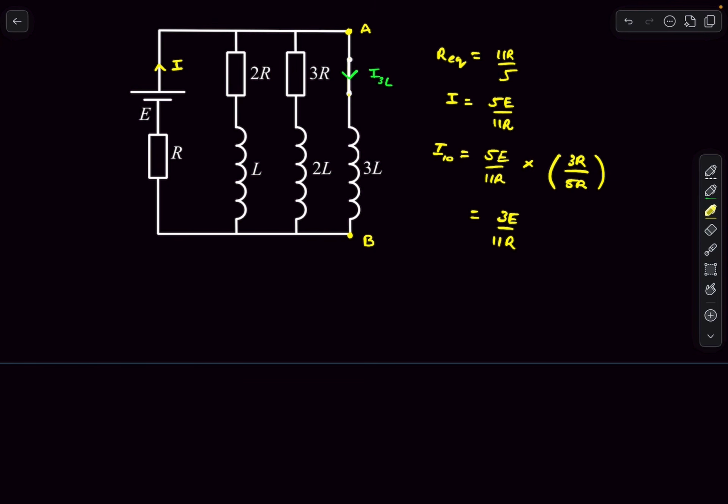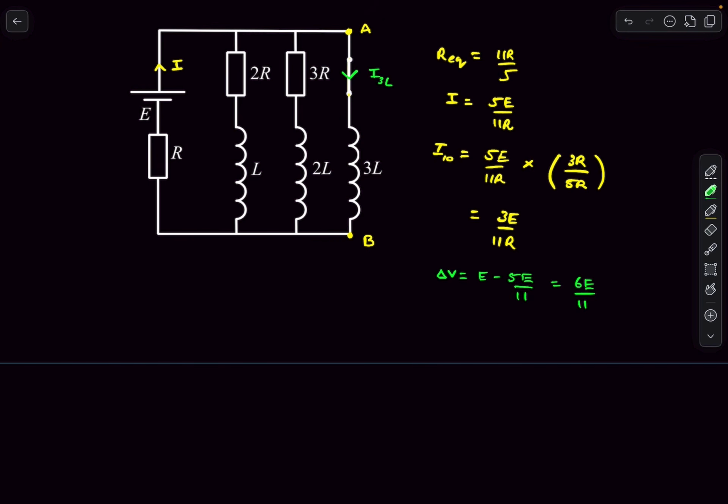Now we can figure out the potential difference across the inductor containing branch, which is once again going to be the same as the potential difference across the branch containing the battery. That delta V is nothing but E minus IR, and IR would be 5E by 11. So this is going to be 6E divided by 11.